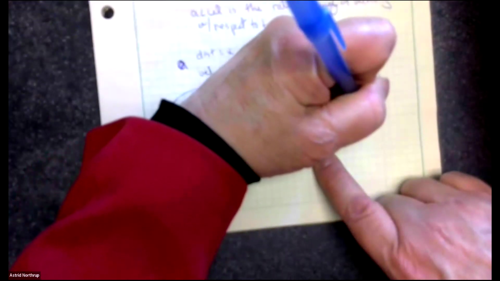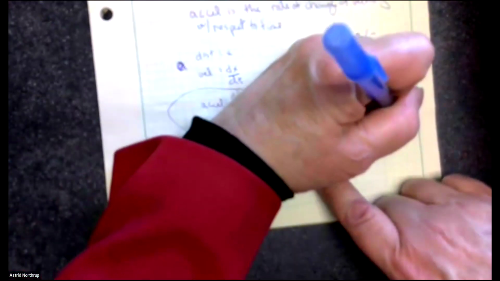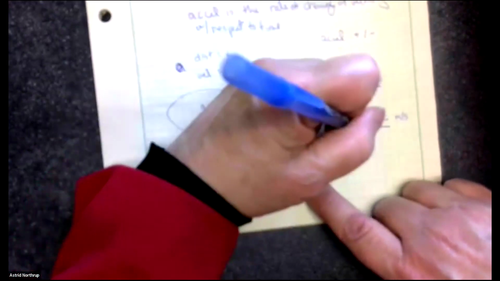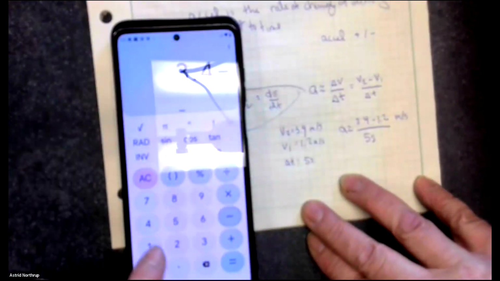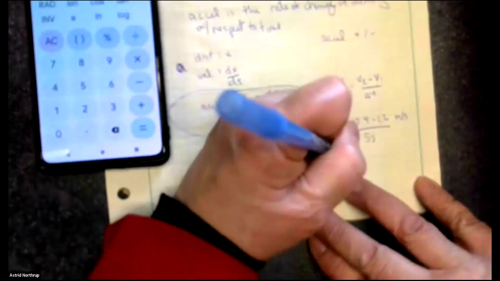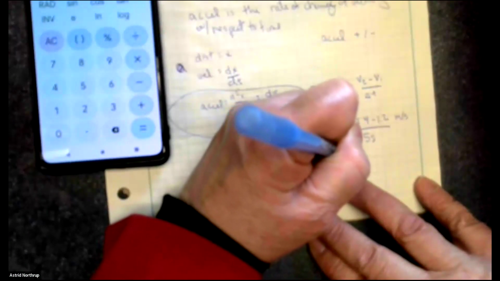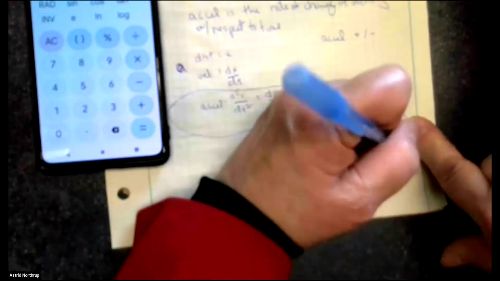So that means acceleration is approximately equal to v2, 3.4 minus 1.2, which is v1. That's in meters per second, divided by 5 seconds. And if I look at that, 3.4 minus 1.2 divided by 5 is 0.44. Acceleration is approximately equal to 0.44 meters per second squared, which is a unit for acceleration.